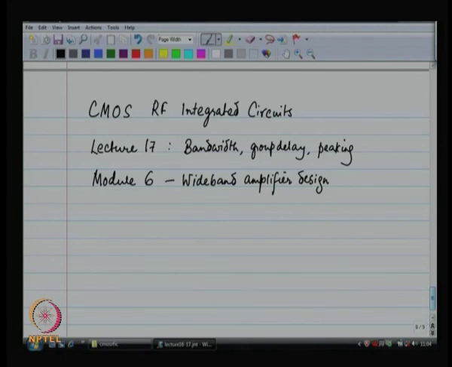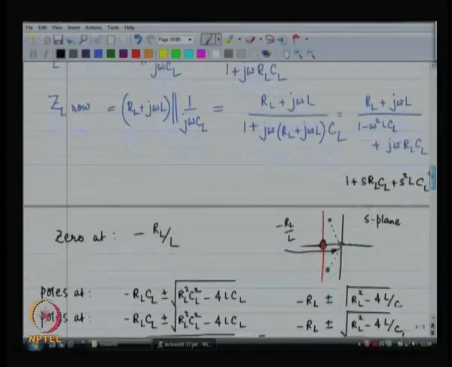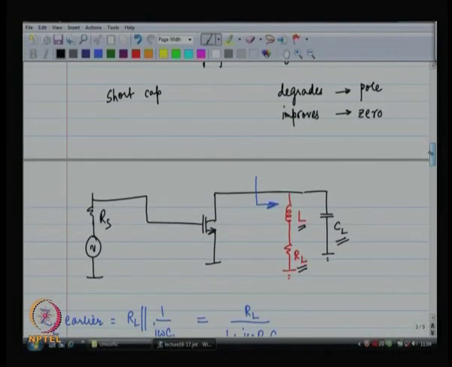We have been talking about wideband amplifier design, and today we are going to look at trade-offs between bandwidth, group delay and peaking. Now, we are going to continue from where we had left off in the previous lecture. In the previous lecture, what we were really discussing is this particular network.